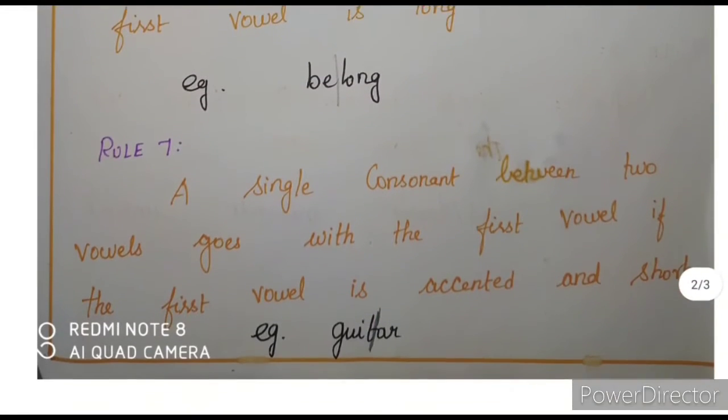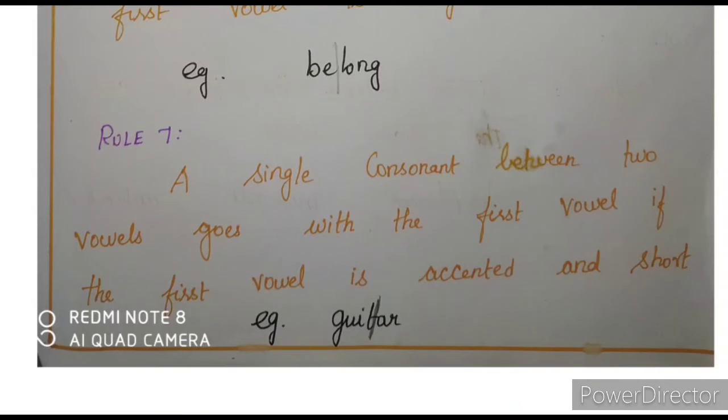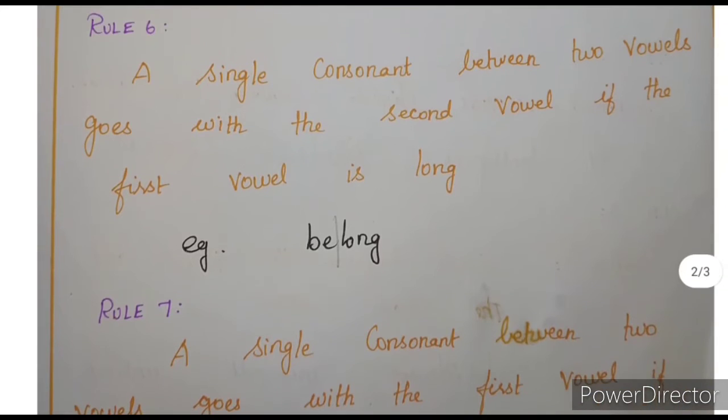Okay children, next let us see what is rule 7. In rule 7, a single consonant between 2 vowels goes with the first vowel if the first vowel is accented and short. If the first vowel is accented and short, that single consonant will go with the first vowel. If the first vowel is long, the consonant after the vowel will go with the second vowel, as we saw in the previous rule.